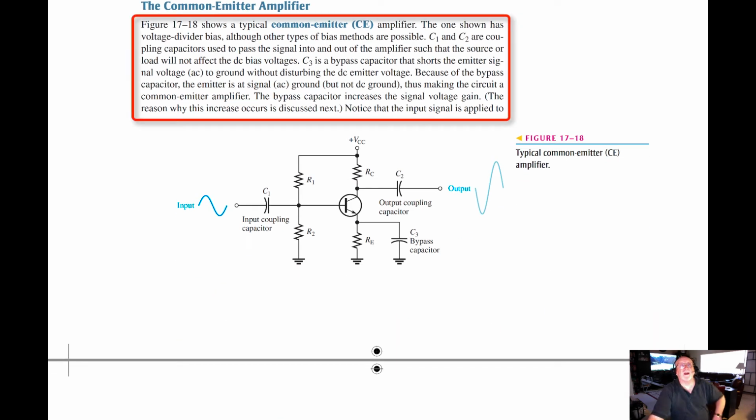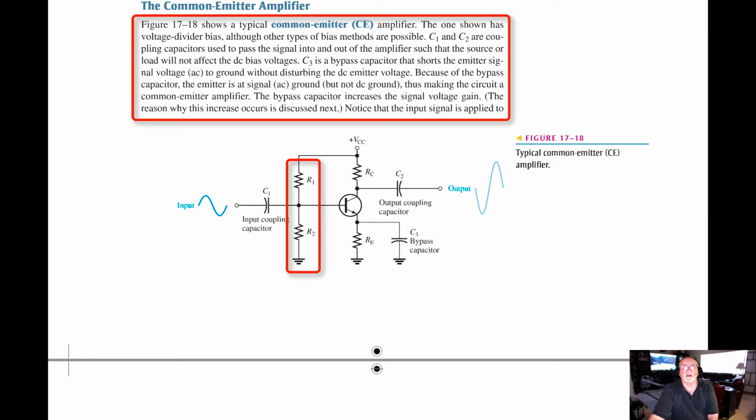Another type of amplifier configuration for the transistor is the common emitter amplifier. A typical common emitter amplifier is shown here. Again, you can see what we've got going on here as far as the representation. You can see we've got the load resistors set up, collector to emitter. We've got this voltage divider set up, R1 and R2, and we've got an input coupling capacitor to do a little bit of filtering. The one shown has a voltage divider bias, although other types of bias methods are possible.